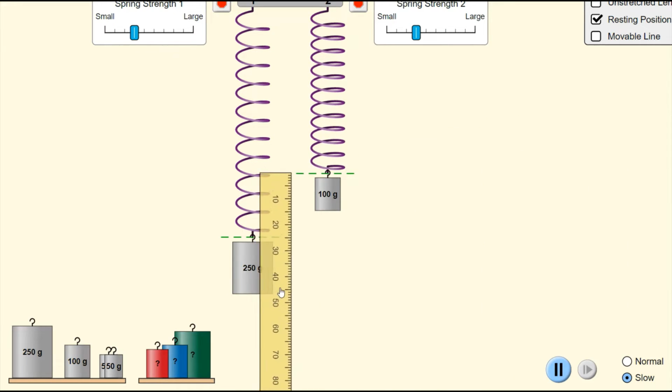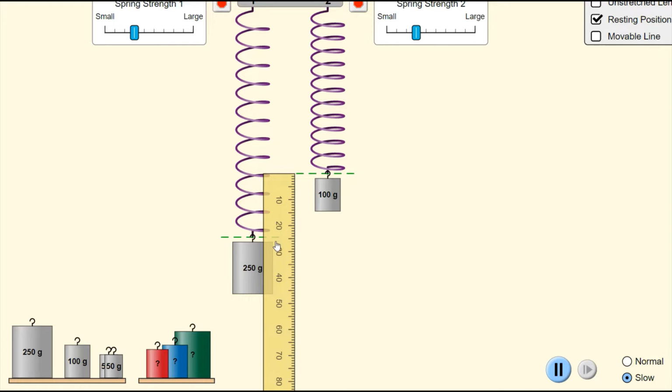We can use a ruler to get the difference of the distance of 100 grams over 250 grams, and it says right here it's like 25 centimeters. Okay, so that's the difference between 100 grams and 250 grams if you put them on a spring scale. Again, this website is phet.colorado.edu. You can search for it on the internet if you want to play this game at your convenient time.